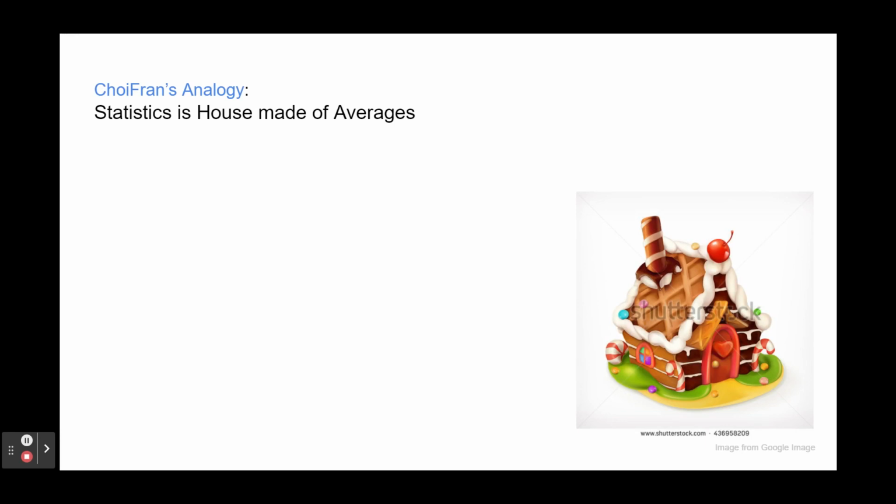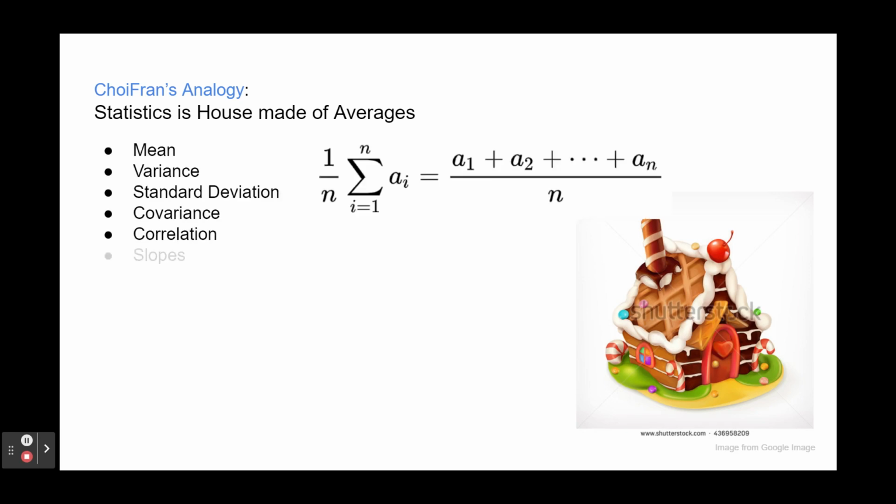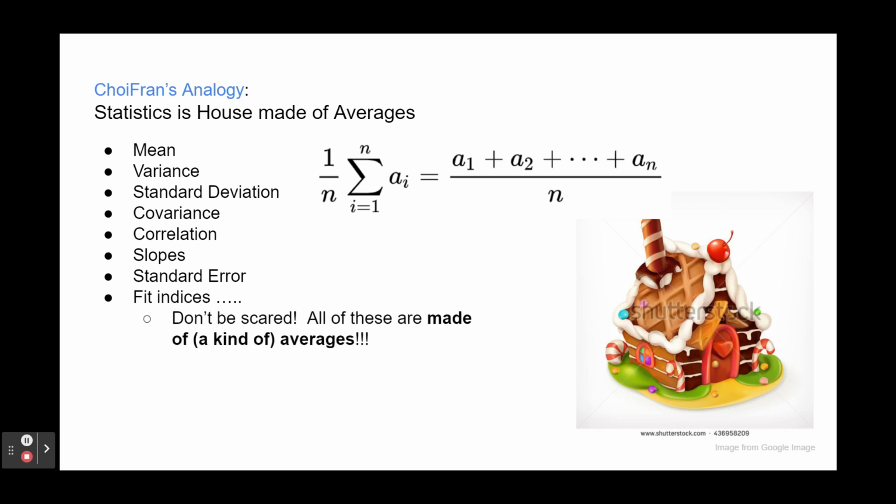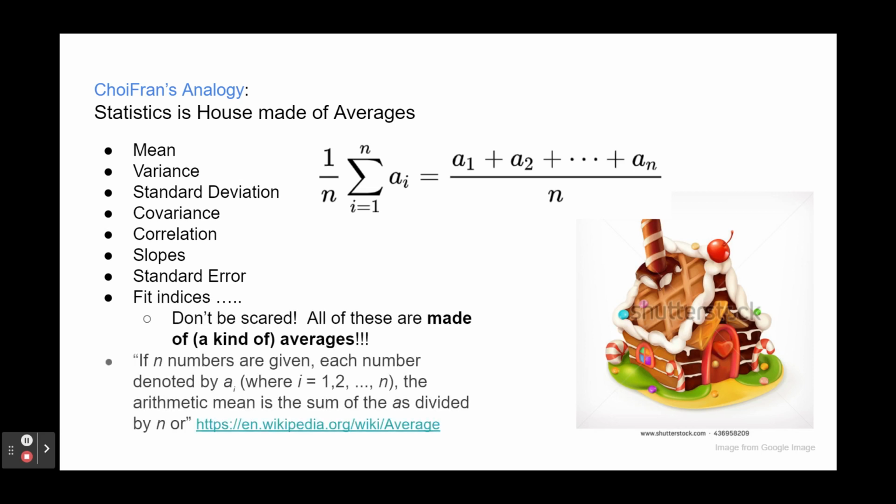Statistics is a house made of averages. So this is a house made of cookies, right? Yummies, right? It's a beautiful house. But each piece is what? Some cookies. Edible. Right? Statistics is what? Scary house. It is built on top of another thing, another thing, another thing. But in the end, listen carefully. All those beautiful terms, mean, variance, standard deviation, covariance, correlation, slopes, standard errors, and fit indices, I will teach you as a type of averages.